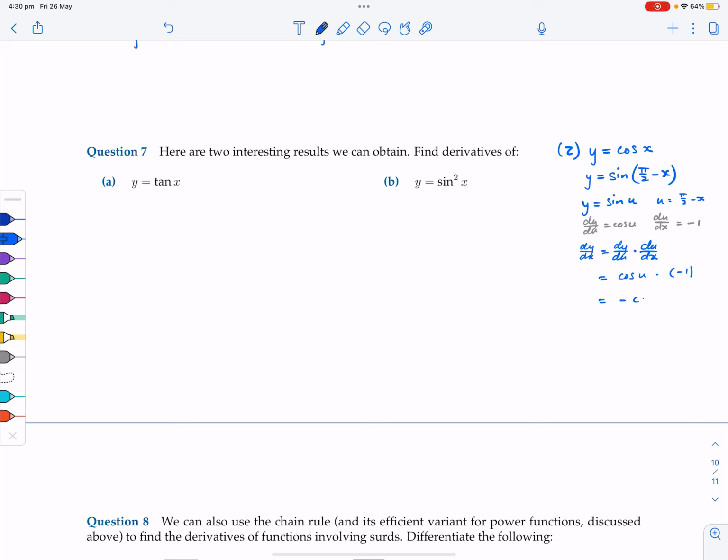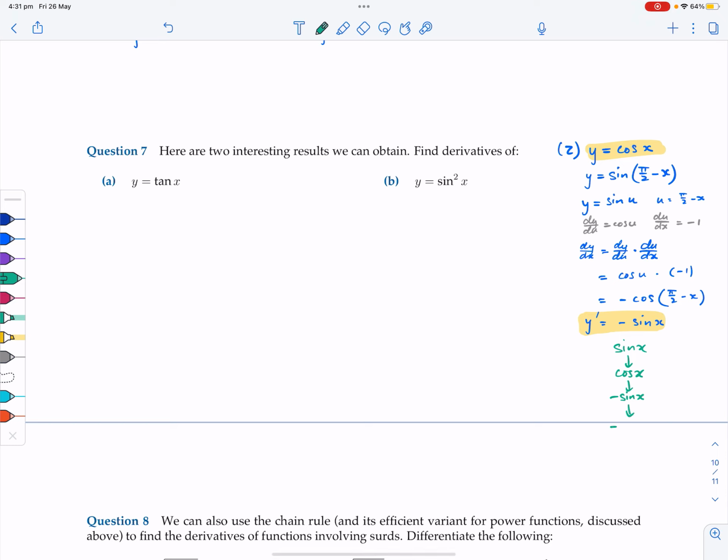So I'll put a negative cos, and then bracket, now the u is pi on 2 minus x. But what's cos pi on 2 minus x? Well, that's sine x. Okay, so basically, if y equals cos x, then y dash is negative sine x. All right, so we just learnt a new fact. I just want to point out, sine x differentiates to cos x. That differentiates to negative sine x.